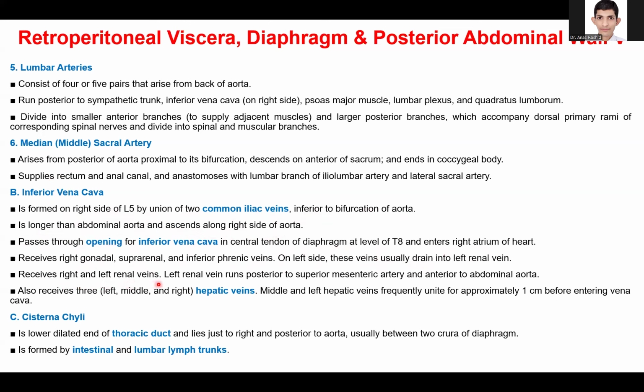It receives the right and left renal veins. The left renal vein runs posterior to the superior mesenteric artery and anterior to the abdominal aorta. It also receives the 3 hepatic veins: left, middle, and right. The middle and left hepatic veins frequently unite for approximately 1 centimeter before entering the vena cava.